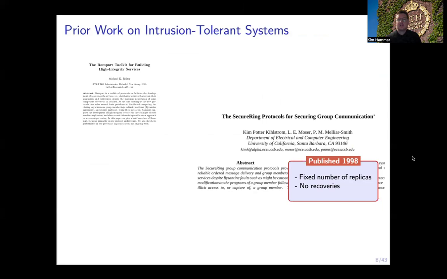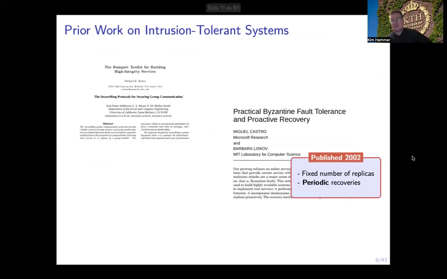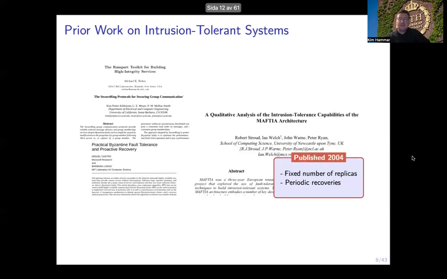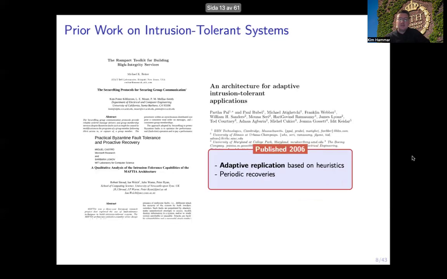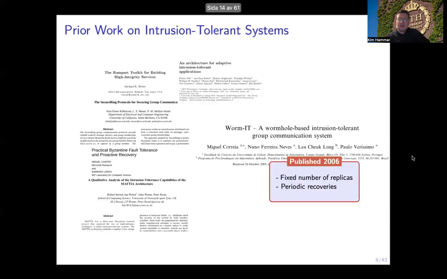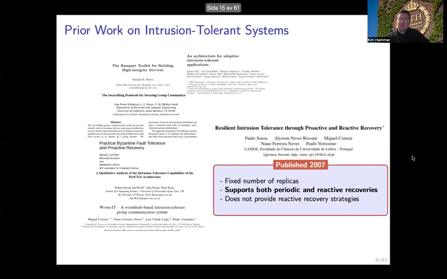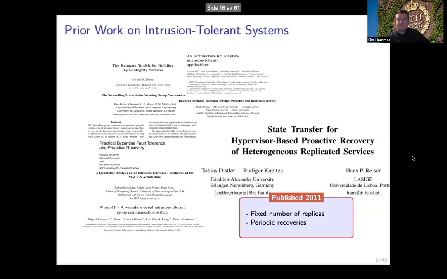Then around the year 2002, we had this seminal paper by Castro and Liskov, which introduced the idea of proactive recovery, where you recover your replicas at periodic time intervals. And most of the systems developed after this paper was published follow the same idea. So they also use periodic recovery and very simple heuristic replication strategies.